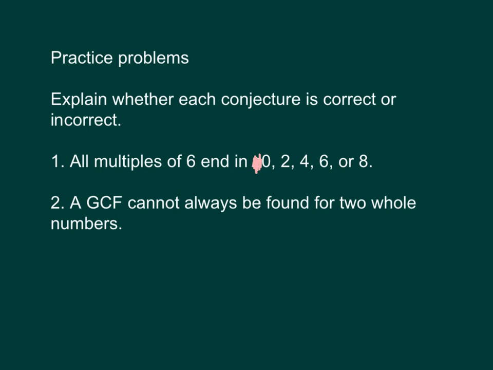And then number 2, a greatest common factor cannot always be found for 2 whole numbers. So you're going to have to pick 2 whole numbers and see if you can find a greatest common factor for them. And then explain why it is correct or incorrect. Don't forget a word problem or question, and then rate your understanding.